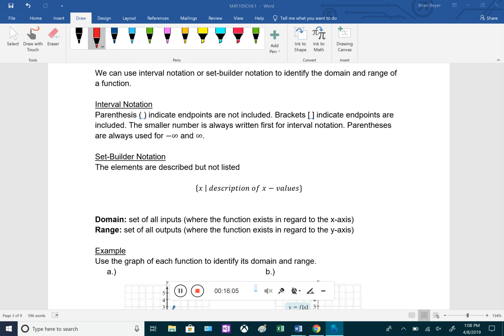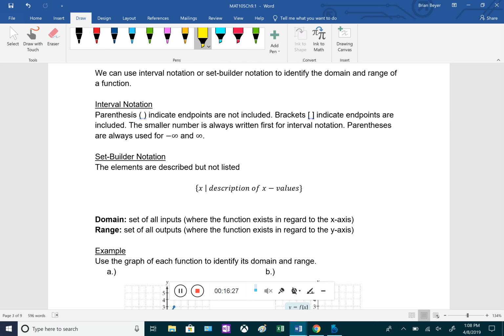So the notation that we use to represent the domain and range, we have two options. We can use interval notation or set builder notation. I'm going to focus mostly on interval notation, but I figured we'd at least mention set notation while we're here. For interval notation, it's actually going to look similar to an XY coordinate, except it is not going to be an XY coordinate.